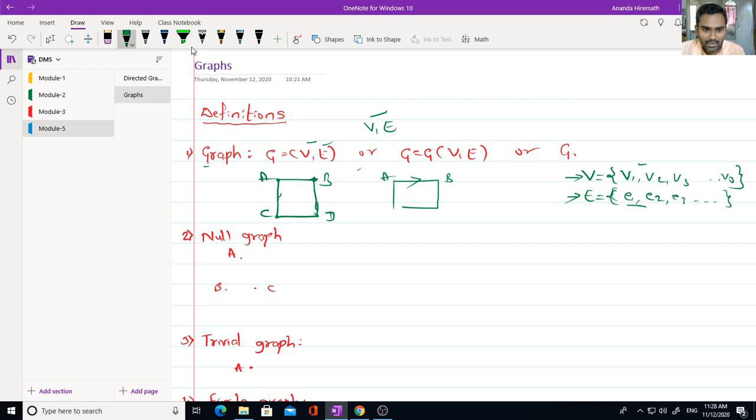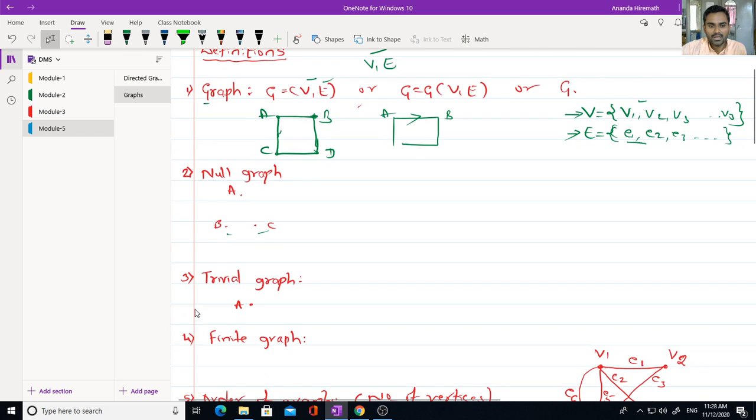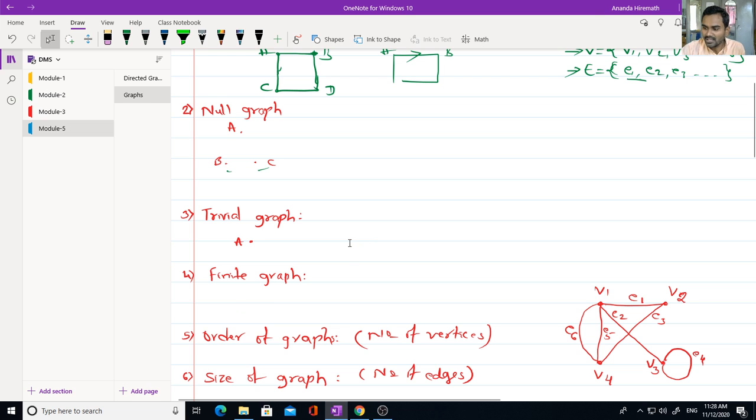Well, now next is the null graph. A null graph is a graph which has no edges. See, it has three vertices A, B, C, but we do not have edges in this graph. So such a graph is called a null graph. Now the trivial graph: a graph which is null as well as has a single vertex. Such a graph is called a trivial graph.